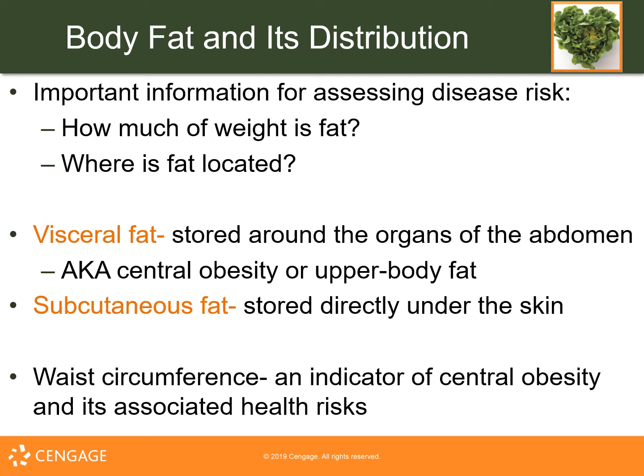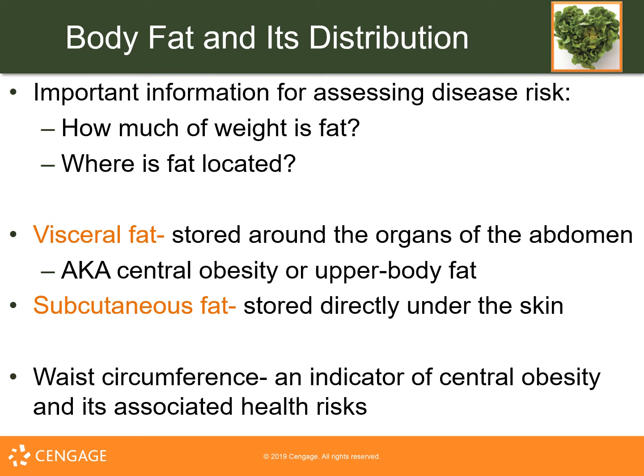You have visceral fat, and that is stored around the organs of the abdomen. It's also known as central obesity or upper body fat. And then there is subcutaneous fat, which is stored directly under the skin. Central obesity significantly and independently of BMI contributes to heart disease, cancer, diabetes, and related deaths. Subcutaneous fat stored directly under the skin does not.